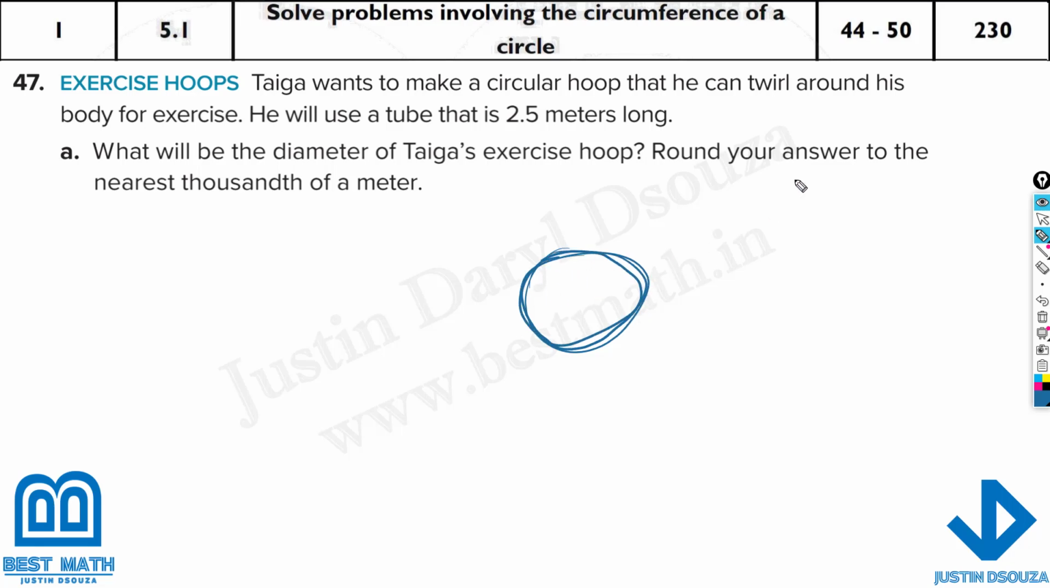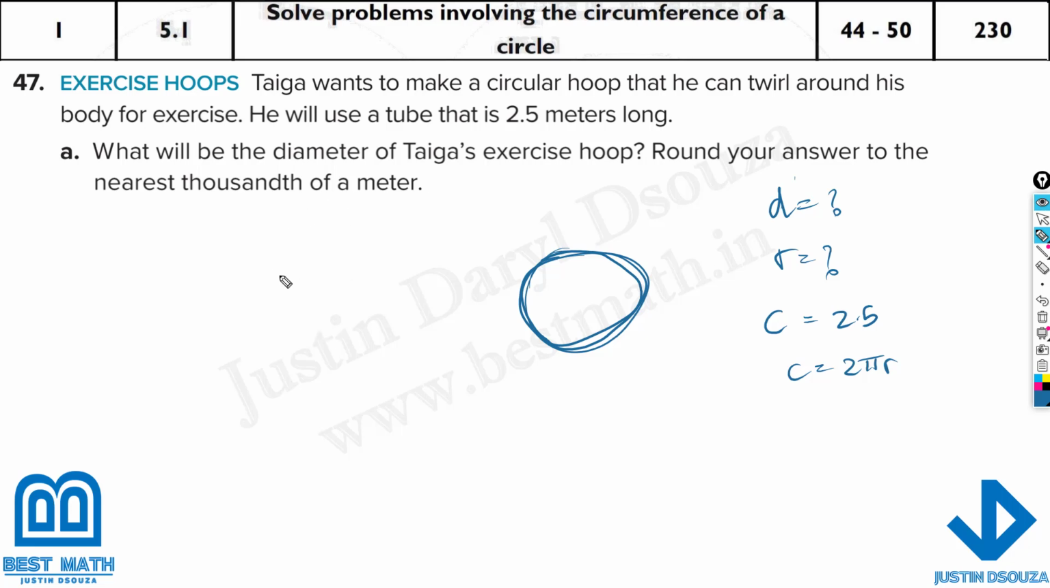What does that mean? It's not the diameter. No, it's not the radius. That is unknown. It's not a chord or anything. The length of the tube, that is the circumference, is 2.5 meters. Circumference is given as 2 pi r, 2 times pi times radius. What will be the diameter of Taiga's exercise hoop? Round your answer to the nearest thousandth of a meter.